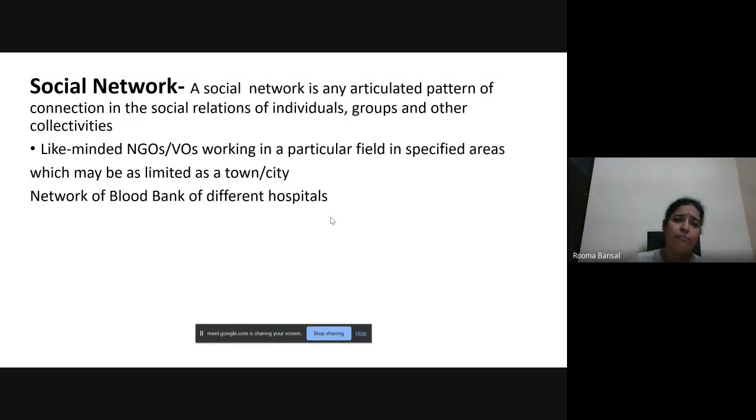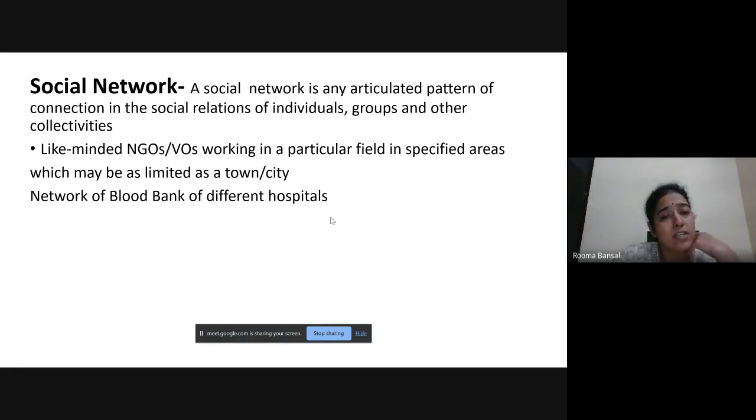Here you can take the example of blood banks of different hospitals. In any city or metro city, we have so many hospitals, and every hospital has its own blood bank. Suppose sometimes we need A positive blood for some patient, and that particular hospital does not have that blood group available. Then what do they do? They contact another blood bank of the same city nearby. So network is basically people who are working for the same purpose, for the same group.